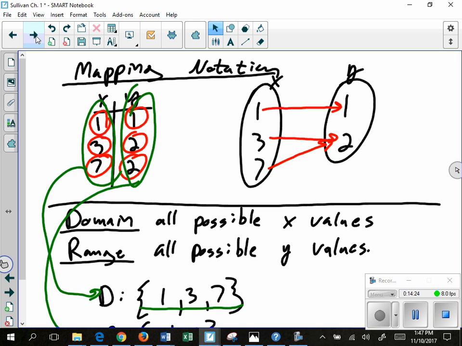The domain on the graph goes left and right, left and right, left and right. The domain on the graph goes left and right, all through the... I didn't know what to put at the end. The range on the graph goes down and up, down and up, down and up. The range on the graph goes down and up all through the graph.